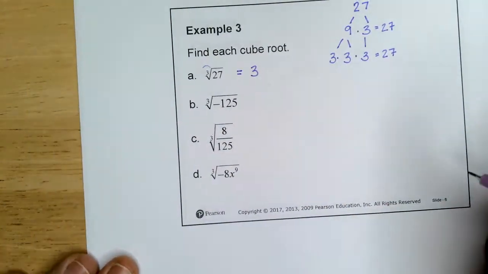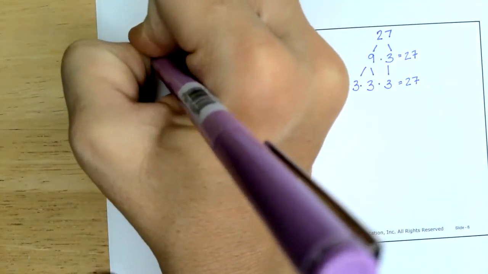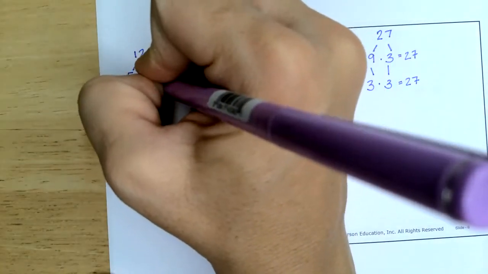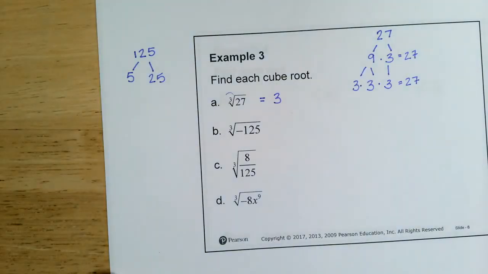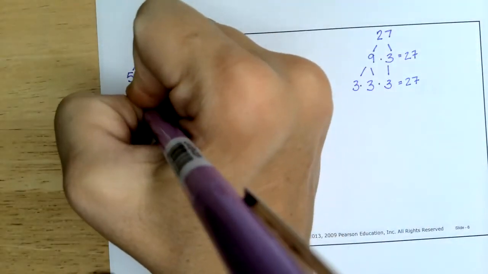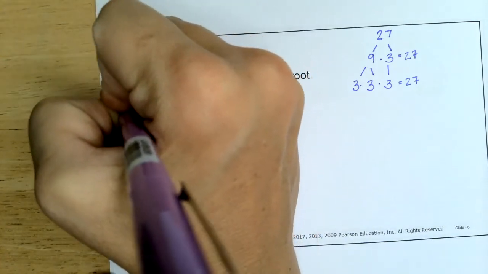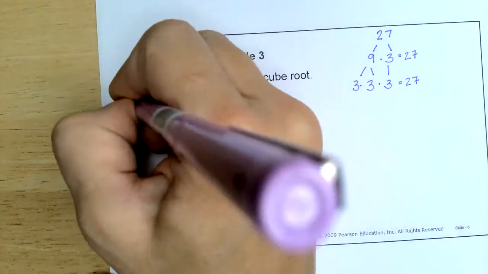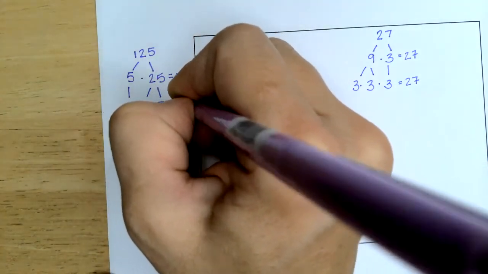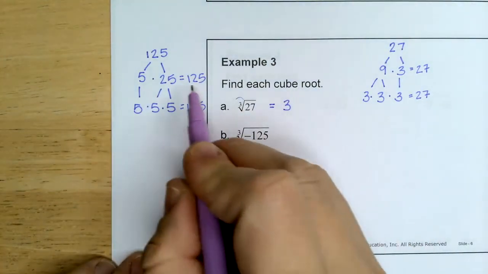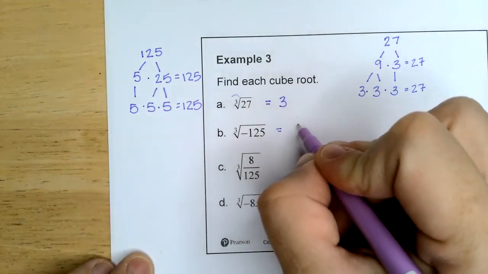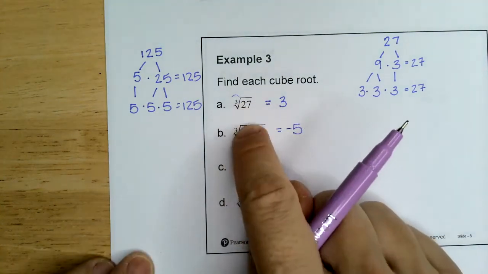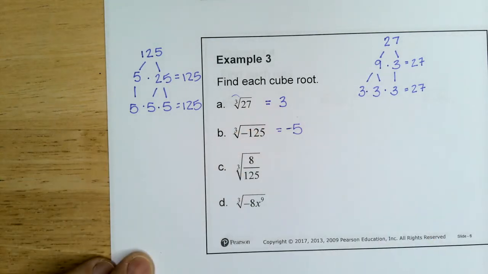B, negative 125. The cube root of negative 125, I'll do 125 over here. 125 is 5 and 25. That's nice because 25 is 5 times 5. So 5 times 25 is 125, 5 times 5 times 5 is 125. So that's three 5s, and I can take them out. Because it's a negative, let's carry that over, because this is odd, it can be negative.